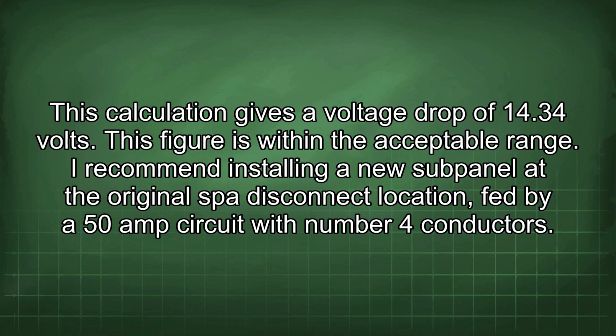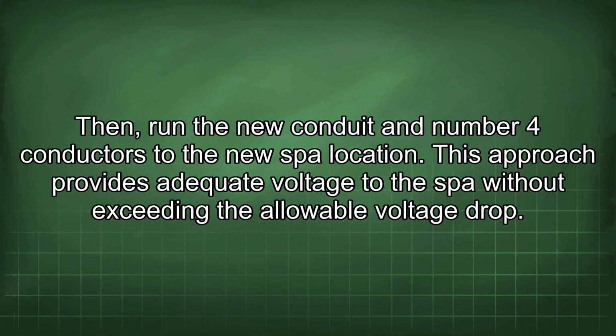I recommend installing a new subpanel at the original spot disconnect location fed by a 50 amp circuit with number 4 conductors. Then run the new conduit and number 4 conductors to the new spot location. This approach provides adequate voltage to the spot without exceeding the allowable voltage drop.